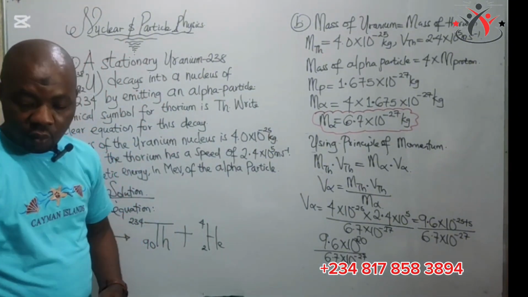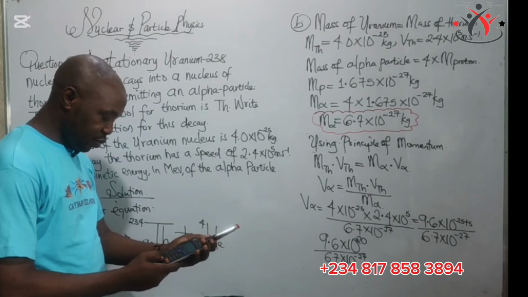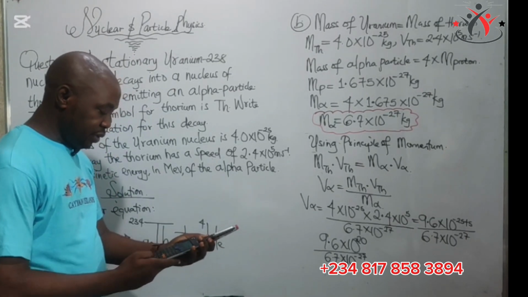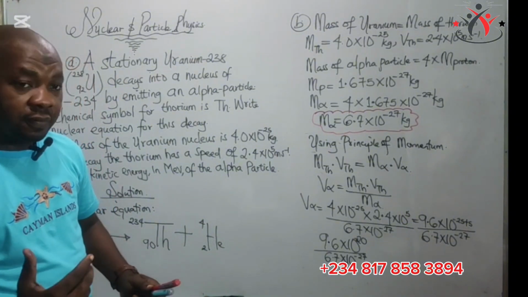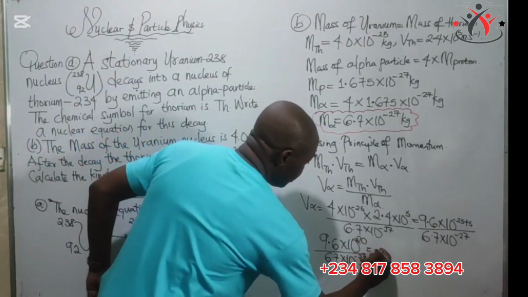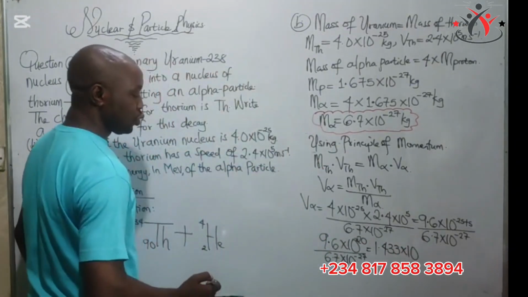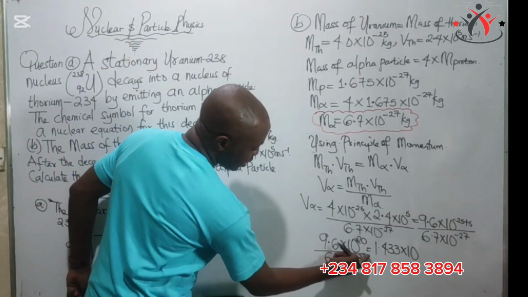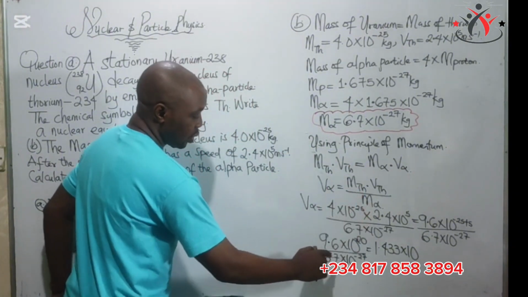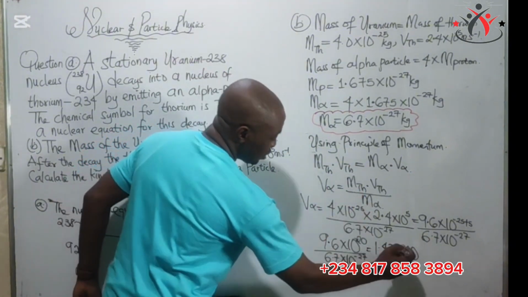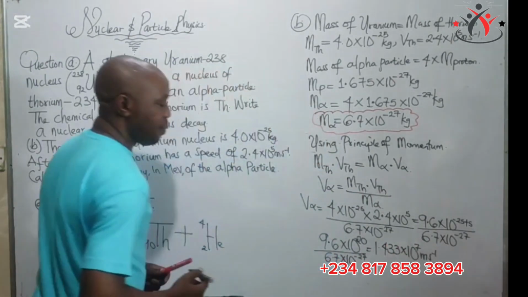Okay, so now what is 9.6 divided by 6.7? Now that would be 1.433. Okay, so this is going to be 1.433 times 10 to the, now when we bring negative 20 here, it's going to turn to plus 27. So negative 20 plus 27, that will be 7. So this will be the velocity of the alpha particle.